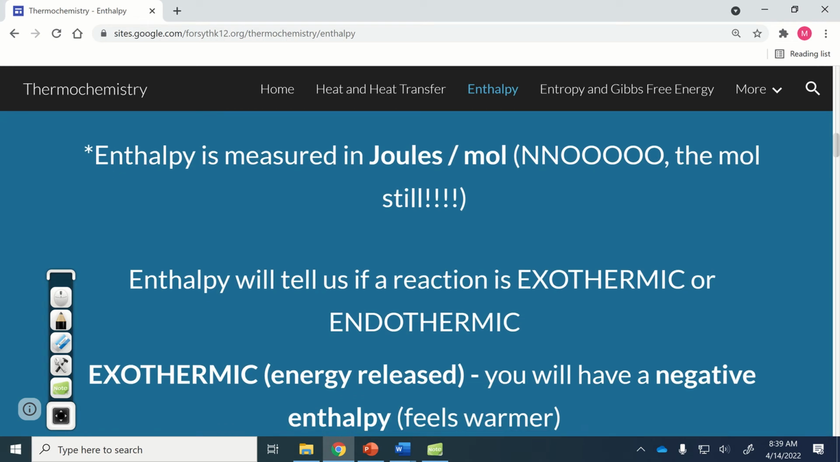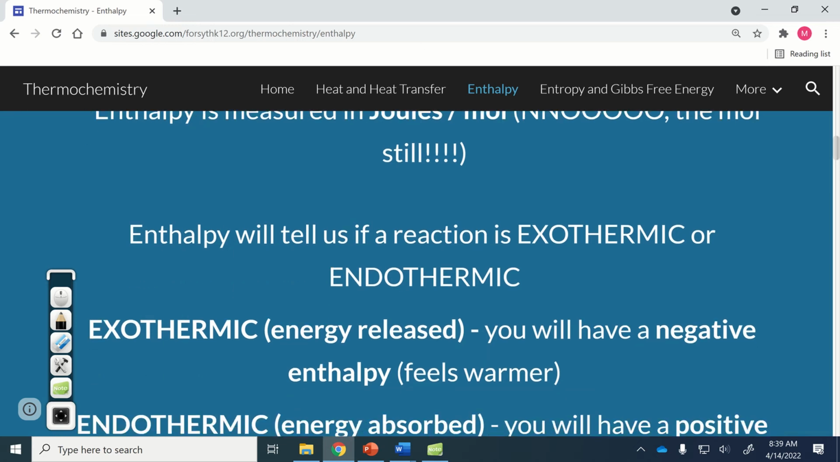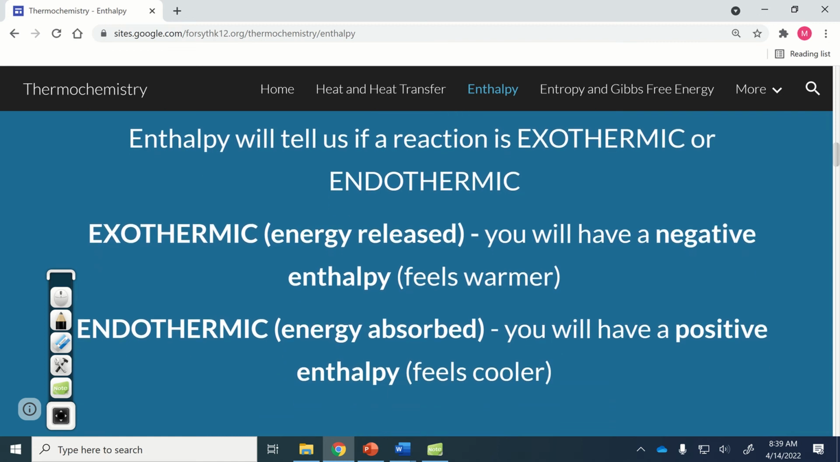All right, enthalpy itself is going to be measured in joules per mole. I know I write that there because again, we still have to continue using the mole. It can sometimes be in kilojoules per mole, so just pay attention to the unit that's involved there. But it has to be per mole. So you're going to see in a moment, we're going to multiply the enthalpy times the moles to figure out how much energy is released.